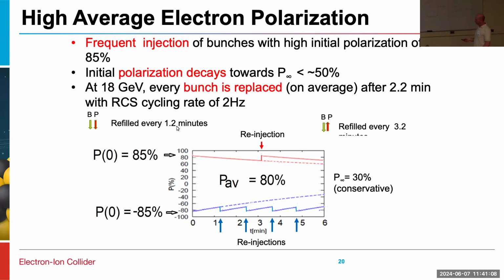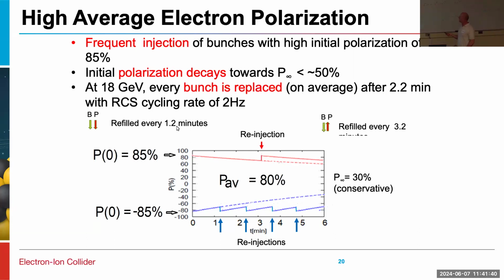For negative polarization, I have to do that faster if I assume that my equilibrium polarization is positive 30%, which is a conservative small number. Basically, that's not a very good machine if it only has an equilibrium polarization of 30%. So here, of course, the slope is steeper because my equilibrium is further away. That's why I have to do that faster. But on average, I can get average polarizations, time average, of 80% with this pattern.